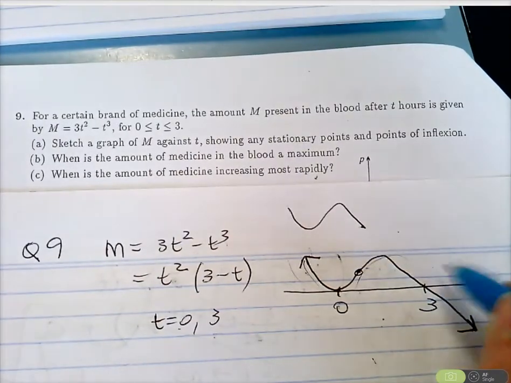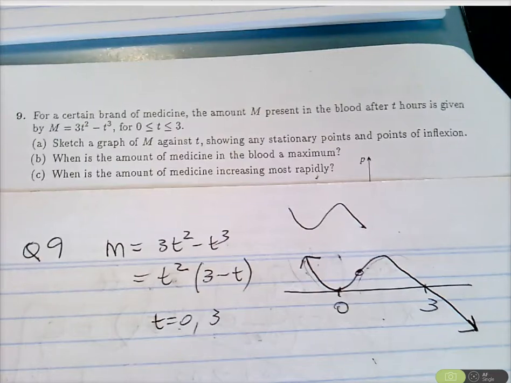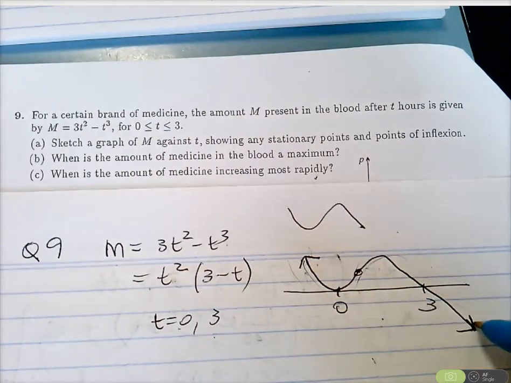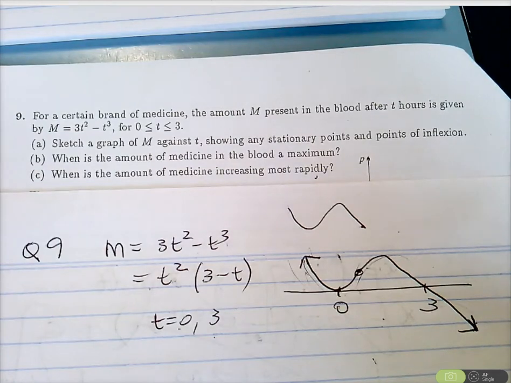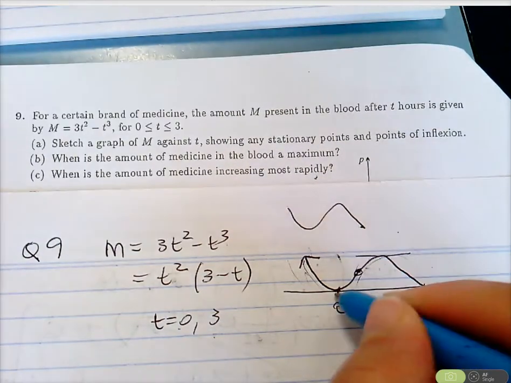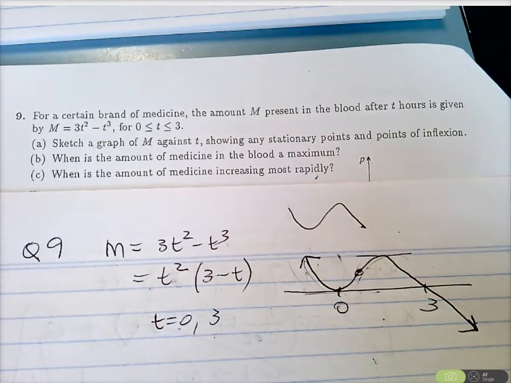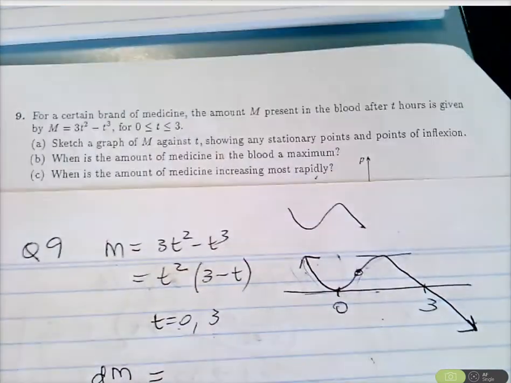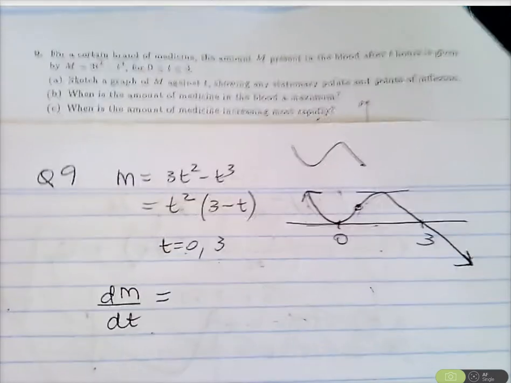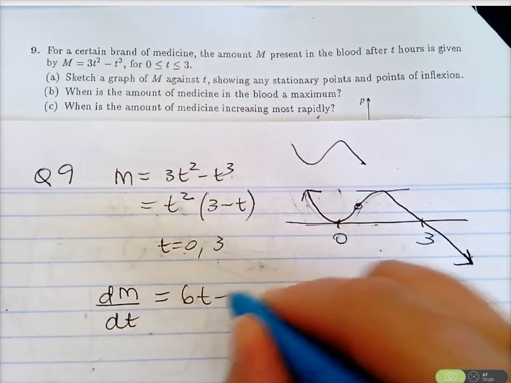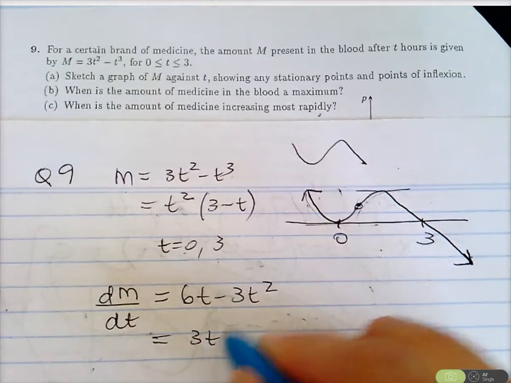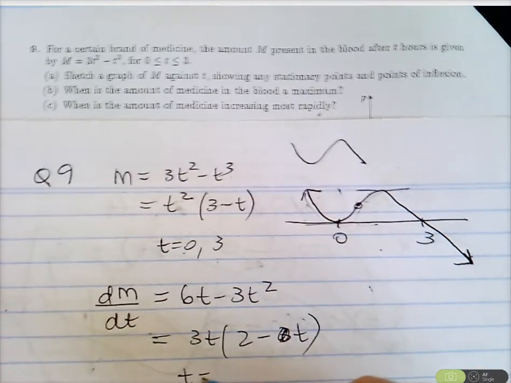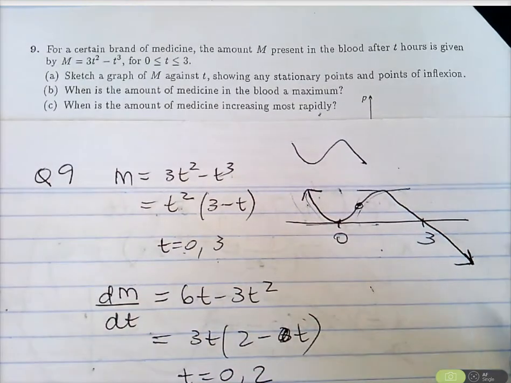Inflections are here. That's the only inflection. Look, concave up, concave down. Stationary points somewhere there and here. Do they want the stationary points? You've got to differentiate. dM/dt: you get 6t minus 3t squared, so it's 3t(2 minus t). t is 0 and 2, stationary points.